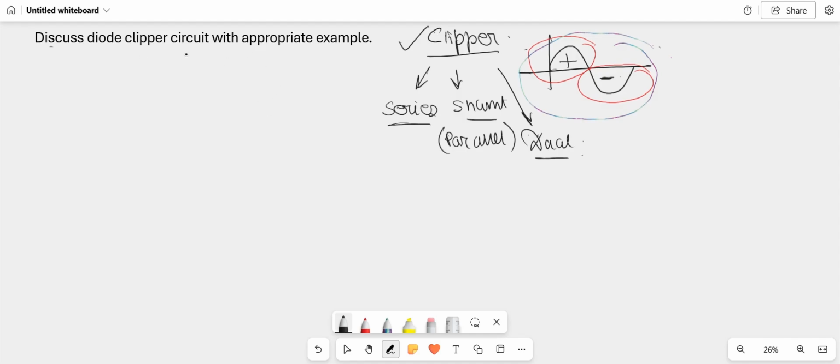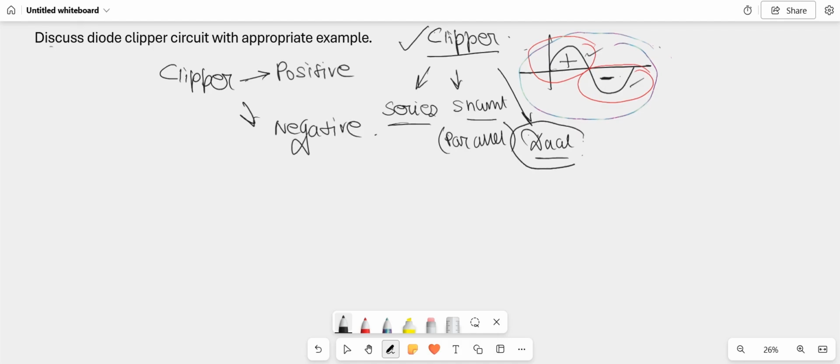And one thing: a clipper can either remove the positive half cycle or the negative half cycle, so they can be either positive clippers or negative clippers. And if they remove some portion of both the positive and negative half cycles, then they are considered dual clippers. Okay. So at first we will study the series positive clipper.